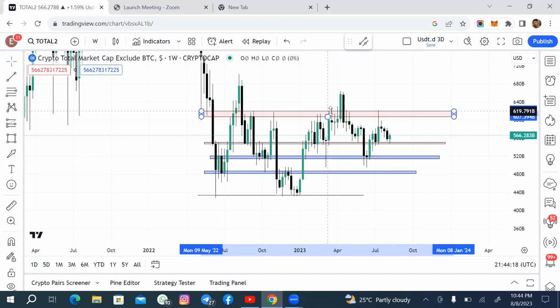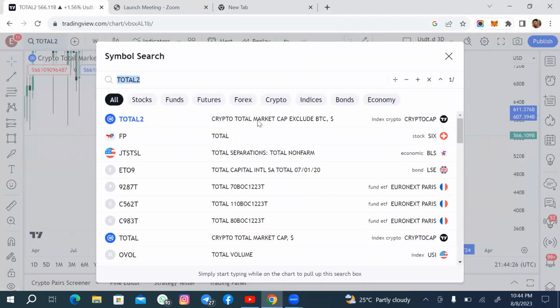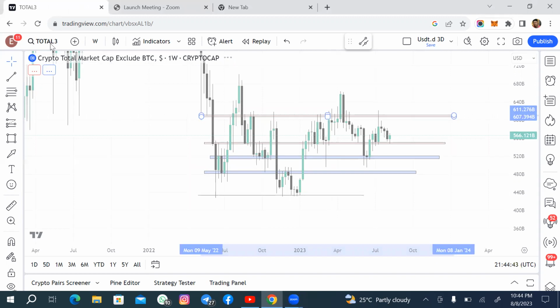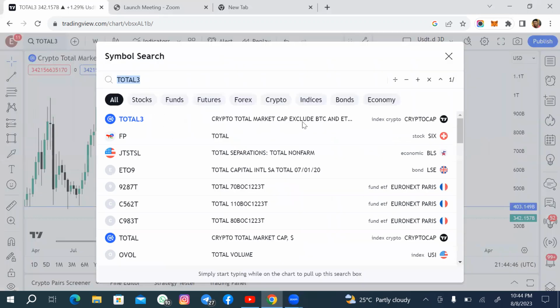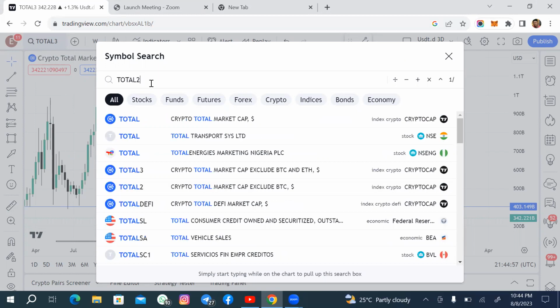Now, for those of you who do not know what Total 2 means, Total 2 right here on TradingView is showing you the crypto total market cap excluding BTC. Now, this is inclusive of Ethereum. Total 3 will be showing you the total market cap excluding BTC and ETH, which is Ethereum, right? So we want to analyze Total 2, then possibly check what Total 3 is saying.